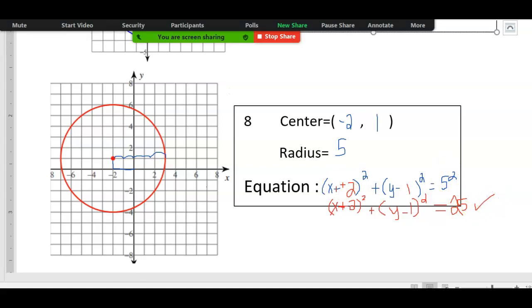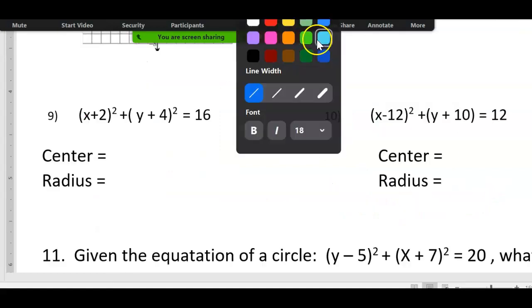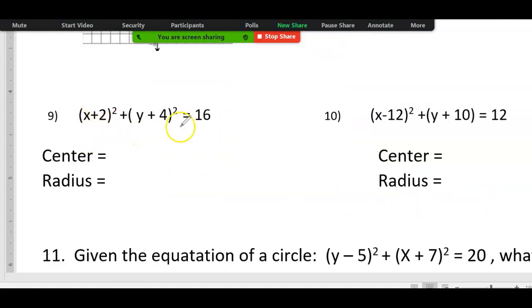Good. Okay, one more item that we're going to talk about. Okay, number 9 says, given this equation, find the center and the radius. So I already know this is my center right here. But there has to be a minus here. So I know if it's a plus, that means that this 2 was a -2. So my center is going to be -2.